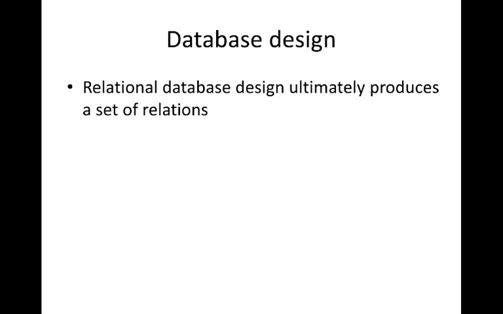In relational database design, ultimately it produces a set of relations which will preserve all the information. So information should be preserved. That is, if we have a set of attributes at the initial stage and some relationships between these attributes, all those attributes and relationships should be preserved after completing this database design. That is known as information preservation.